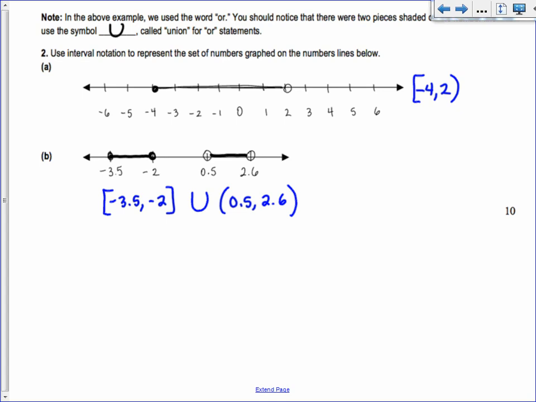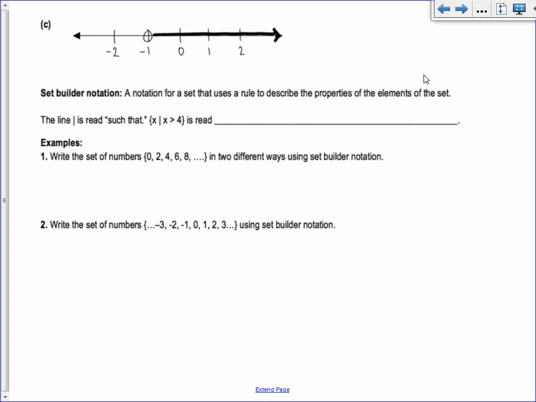All right, let's try the next one. The next one starts at -1 and it goes to infinity. It's not including -1, so -1, comma infinity. And remember, we never have brackets on infinity.